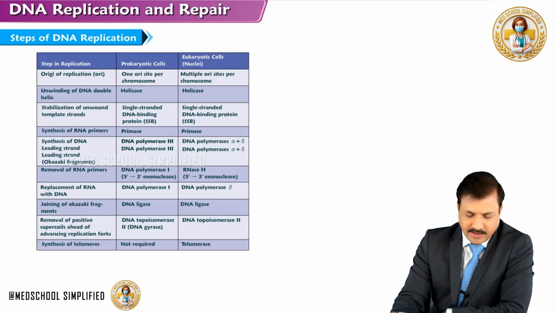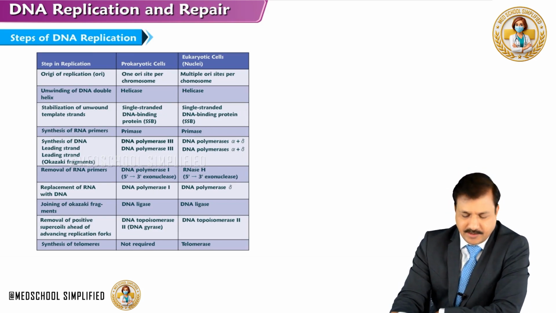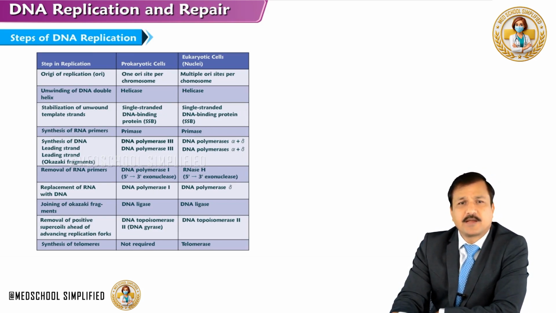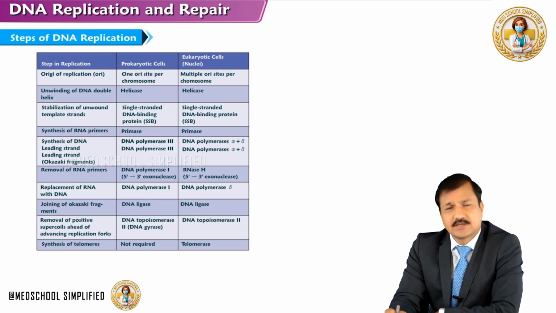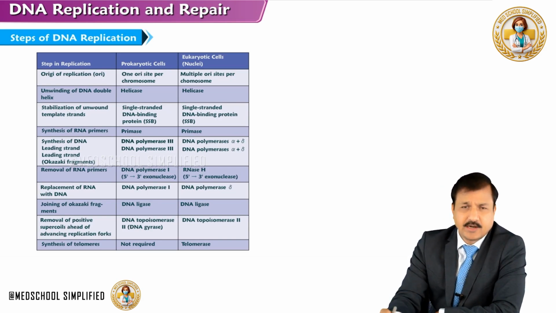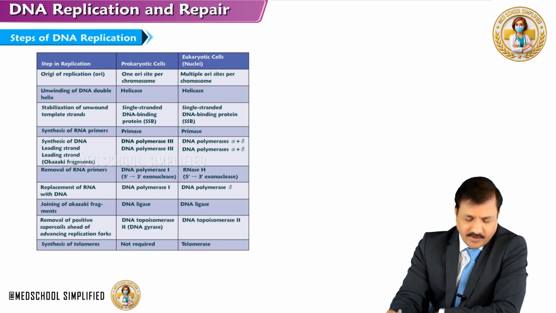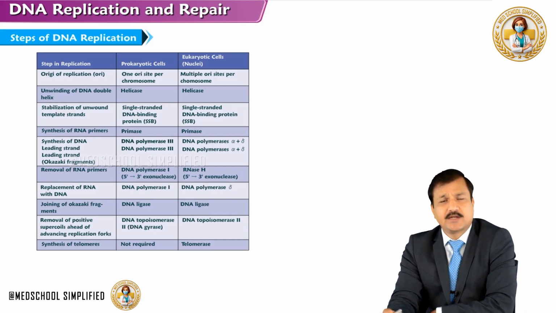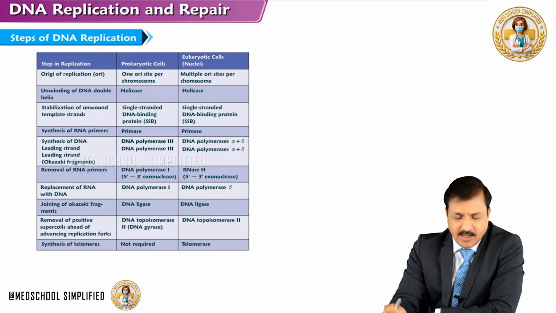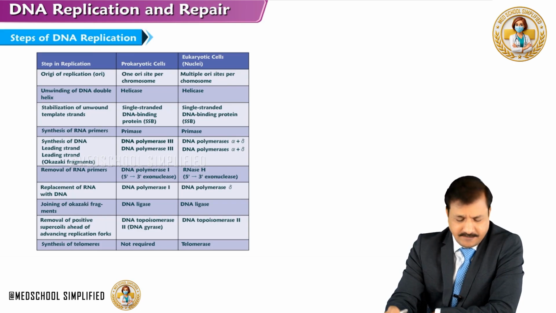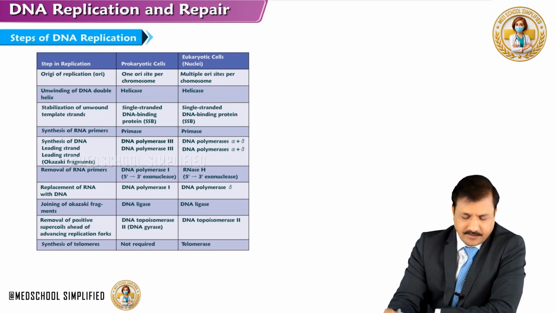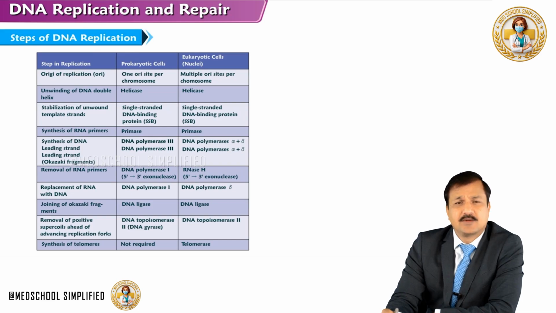Then the removal of RNA primers is done by DNA polymerase 1, having 5' to 3' exonuclease activity, in prokaryotic cells, whereas RNase H is the one that will remove RNA primers in eukaryotic cells, having 5' to 3' exonuclease activity. And then the replacement of RNA with DNA in prokaryotic cells is done by DNA polymerase 1, whereas in eukaryotic cells it is done by DNA polymerase delta. And then joining of Okazaki fragments is done by DNA ligases in both.